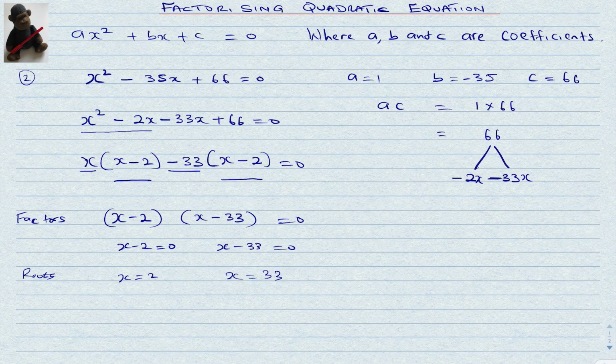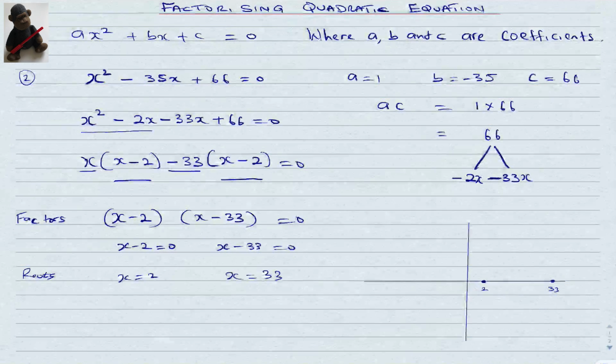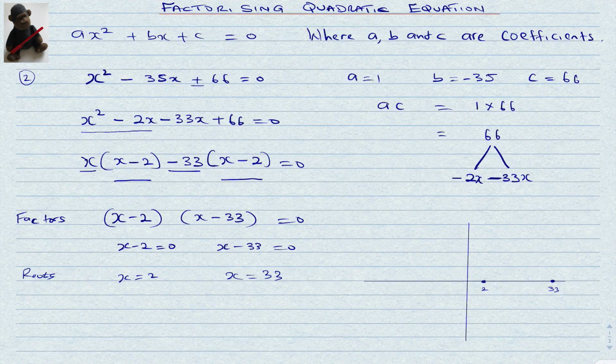In this case, we can sketch this curve because we know the roots now. So x equals 2 somewhere here, and x equals 33 somewhere there. Let's assume 2 and 33. Now the intercept c is the intercept on the y-axis, so plus 66. So let's assume it's over there, 66. And now we can sketch the curve going that way.